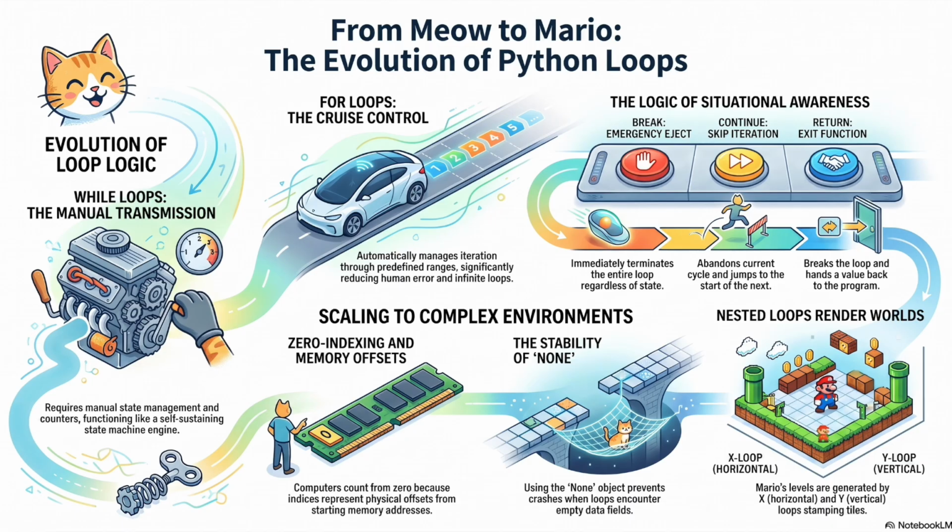Continue is much less destructive. It tells the loop, abandon the current iteration, skip any code remaining in this specific cycle, and immediately jump back to the top to start the next cycle. So it doesn't kill the loop completely. No, not at all. It just bypasses the current turn.